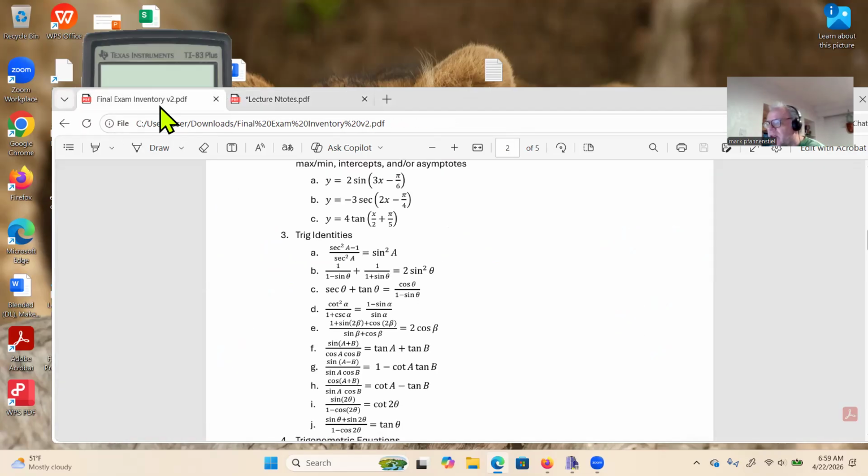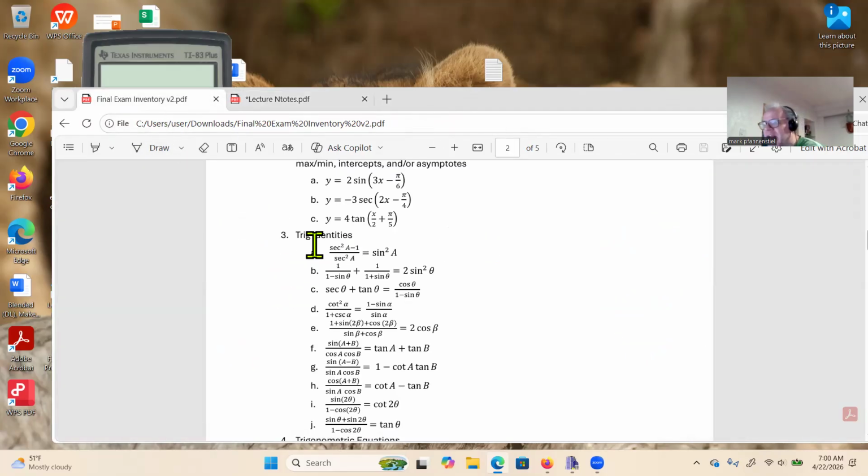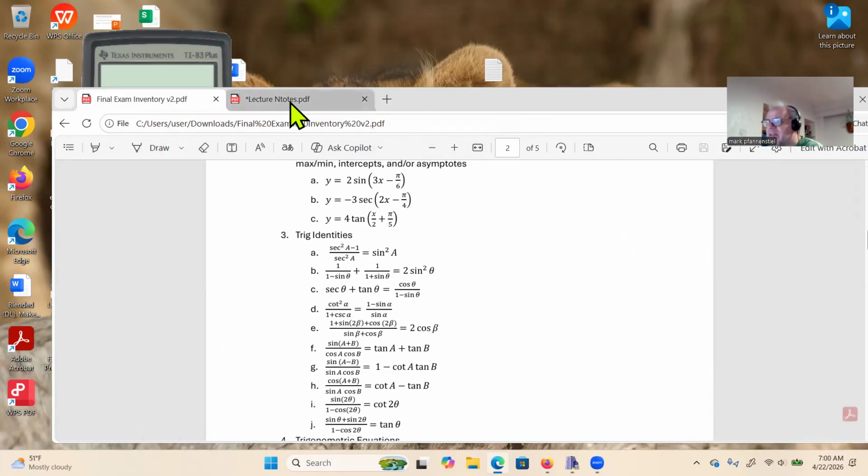Did I write this down right? Oh, there's no 2 there. It's just secant squared. Okay, that's it. So let's go ahead and fix my problem because I miscopied it. I'm looking at my copy here. You guys can see this better than I can, but let me blow this up just so we can see it. But see, it's just a secant squared. All right, we'll go ahead and fix that.